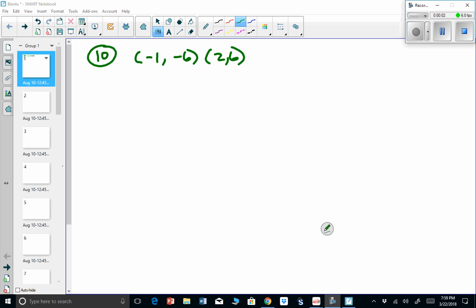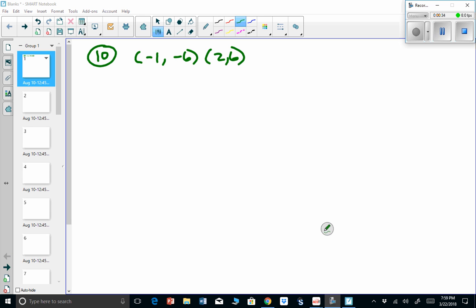Pre-Algebra, Lesson 11-3, page 553, number 10. We've already covered most of this lesson in class, but for those of you who are absent, I want to cover these questions. Listen to the directions. It says, write the equation of the line that passes through each pair of points in slope-intercept form. Here it is again. Write the equation of the line that passes through each pair of points in slope-intercept form.